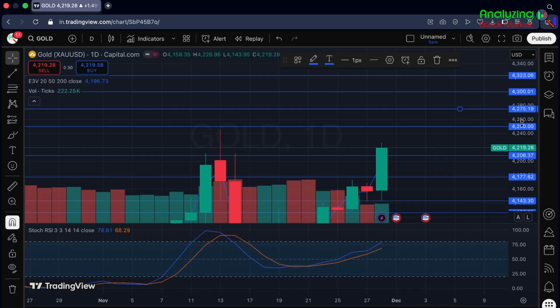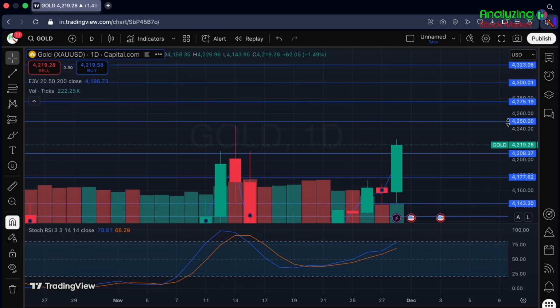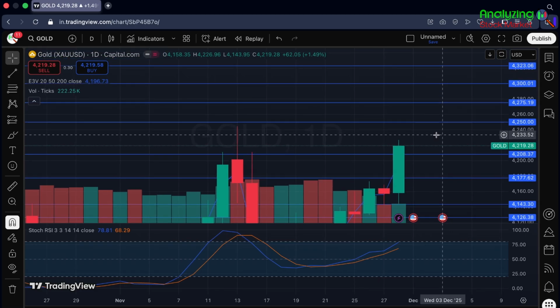So now let's talk about the closing. Here 4219 was the closing. The direct support is 4208, and the direct resistance is 4250. After direct support, there is a support of 4177 and then 4143. After direct resistance, there is a resistance of 4275 and then 4300. So these are the important support and resistance zones that will help you to take better stop loss and target levels according to your bias, and also for better judgment.